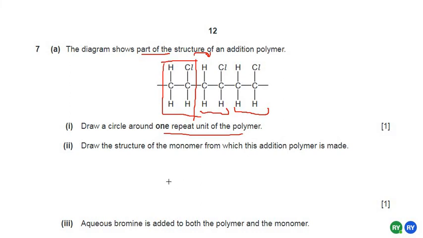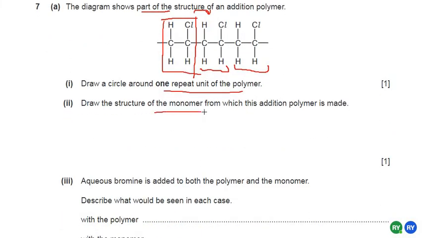Now in the next one they are asking, draw the structure of the monomer. This is a type of addition polymer, so between carbon and carbon a double bond will come. So I can write here C double bond C, then H, here also H will come, then Cl and H. This is the structure of the monomer from which this addition polymer is made.